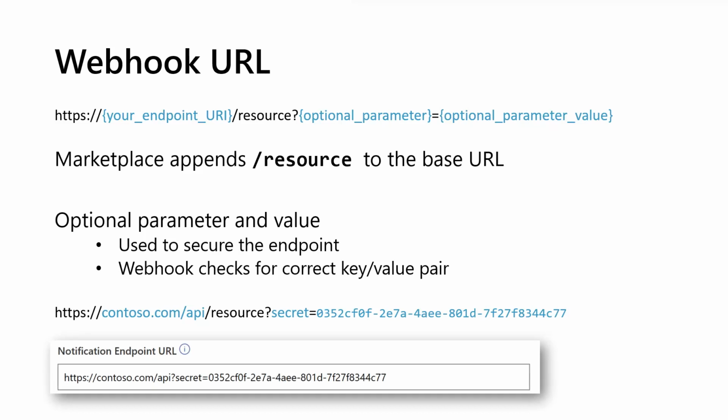Now again, I'm going to show how this might look in Partner Center. And again, what's important here, I'm just going to highlight, is that between API and your query string, there is no resource string that the managed application webhook will append. Notice that it gets appended automatically.